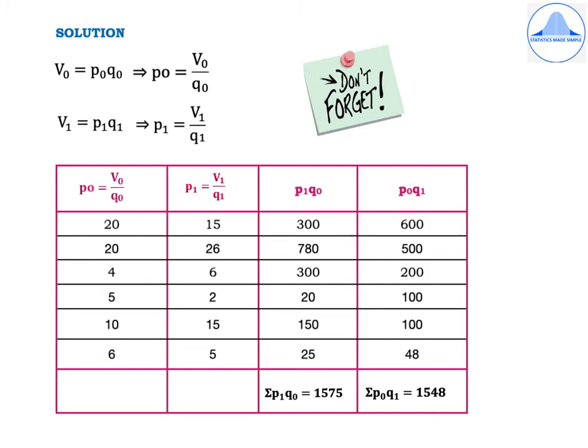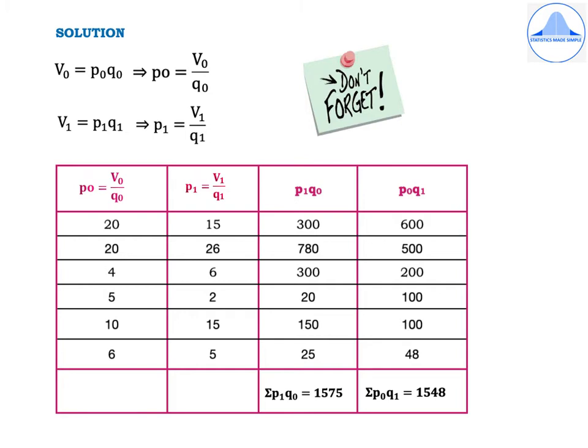So let's form a table with 4 columns. The first column being P0 equal to V0 by Q0. We get the values as 20, 24, 5, 10 and 6, and P1 is equal to V1 divided by Q1 gives us the values 15, 26, 6, 2, 15 and 5.